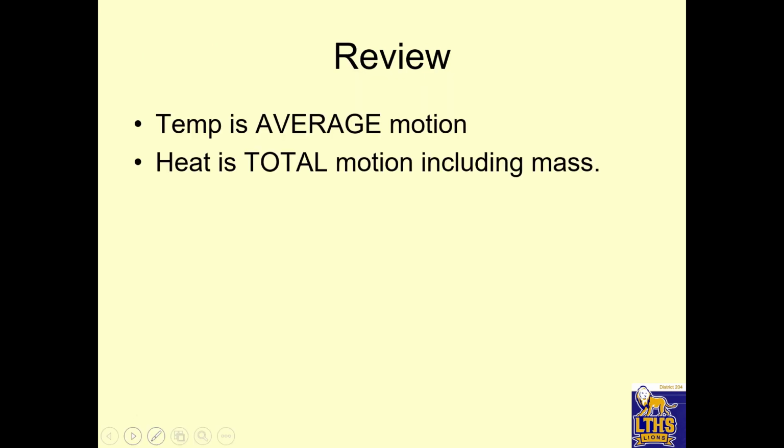So remember, temperature is the average motion. Heat is the total motion, including mass. And then know how a thermometer works. And forgive that my tablet was moody.